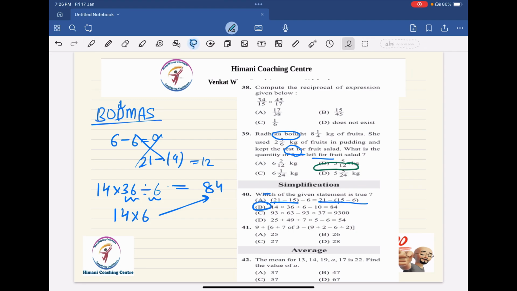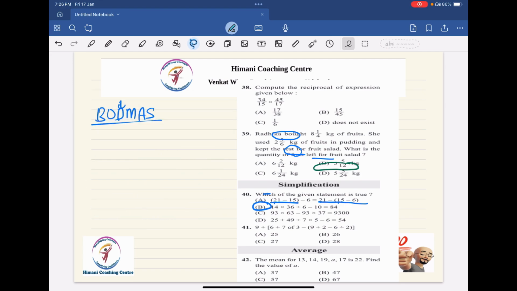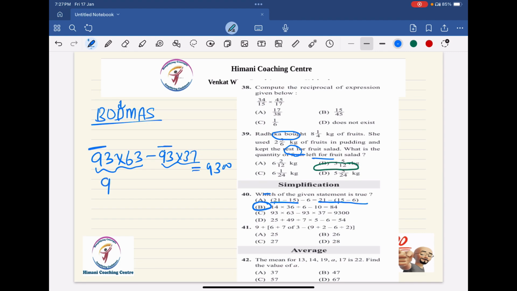But just to make you understand about BODMAS, I will do C and D, though we have already done the question. Now, question C says that 93 into 63 minus 93 into 37 is equal to 9300. So students, when you get a question like this, do not waste time doing multiplication. Can you see 93 is common? So just take that out. Now when 93 is gone, what is left? 63 here.